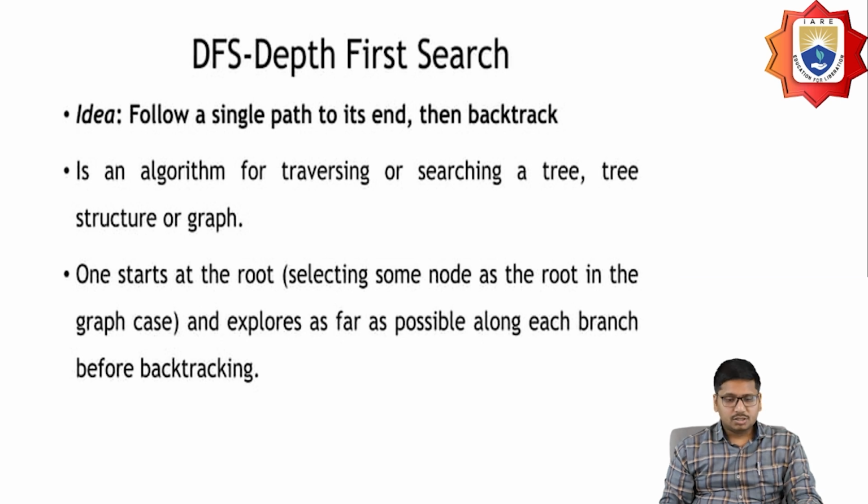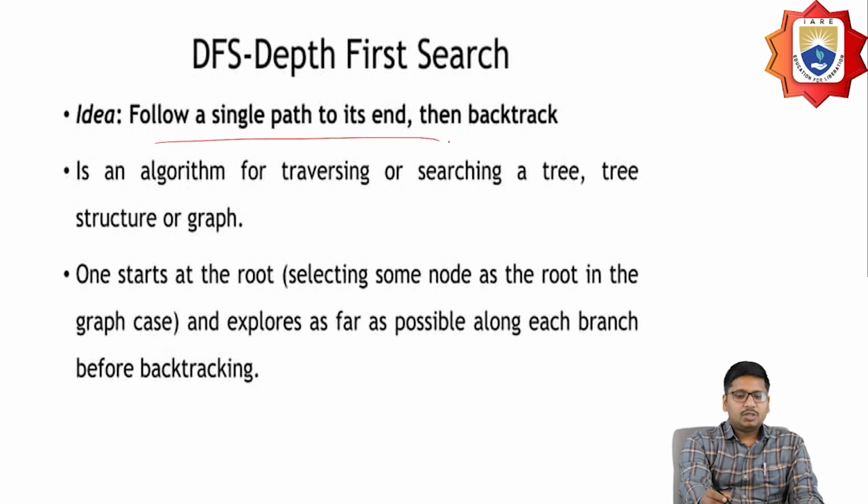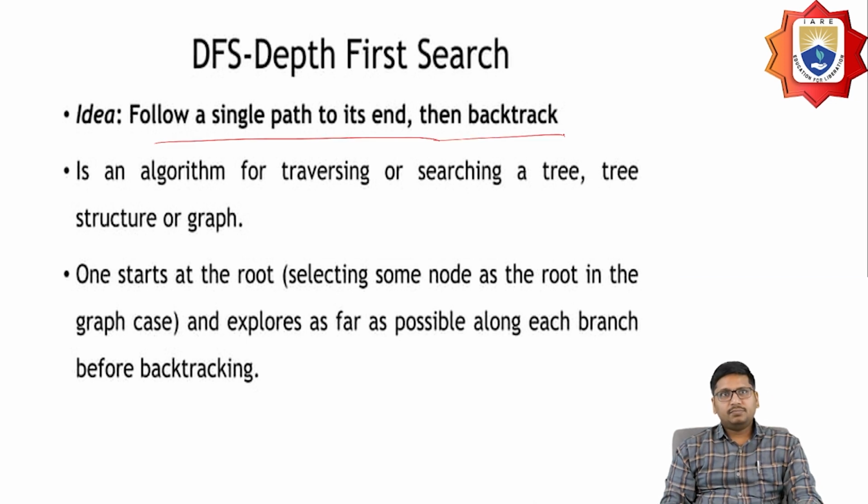So when it comes to depth first search, it is an algorithm for traversing or searching a tree here. Once we start at the root, we select some of the nodes as the root in the graph and explore as far as possible along each branch, and then backtrack. The idea is to follow a single path to its end, then backtrack. It is an algorithm for traversing or searching a tree or graph structure.